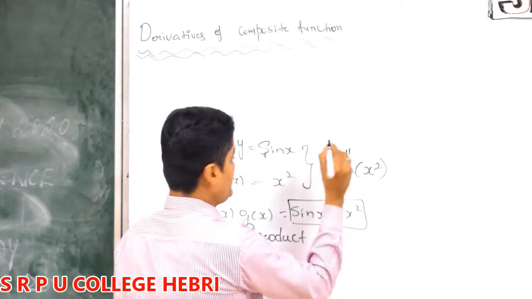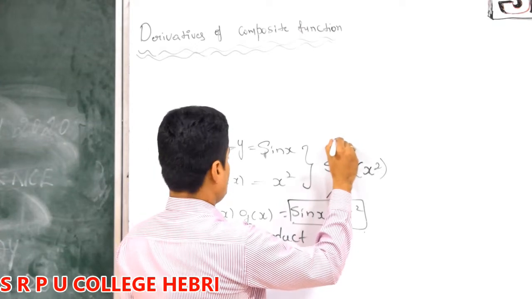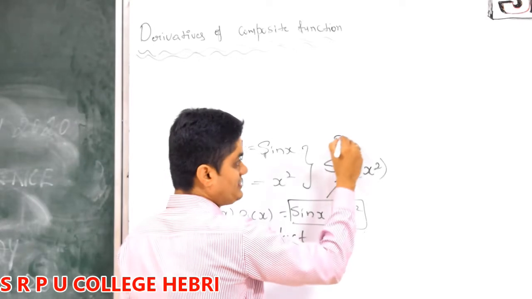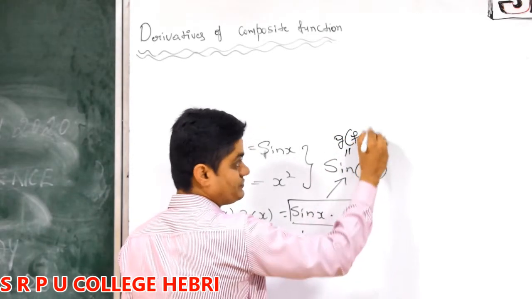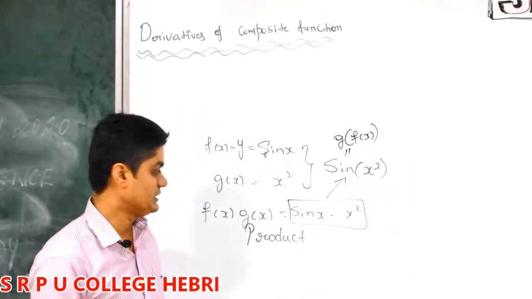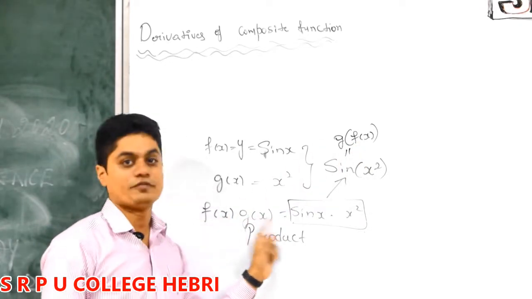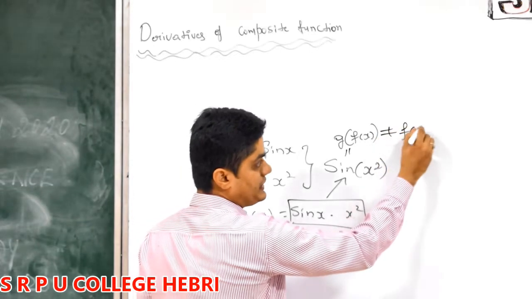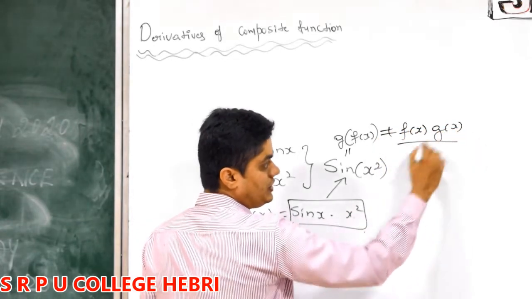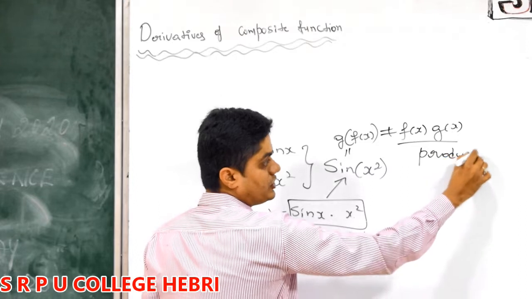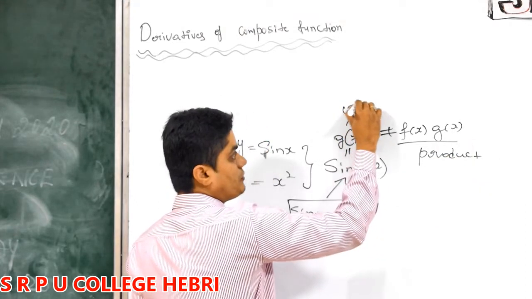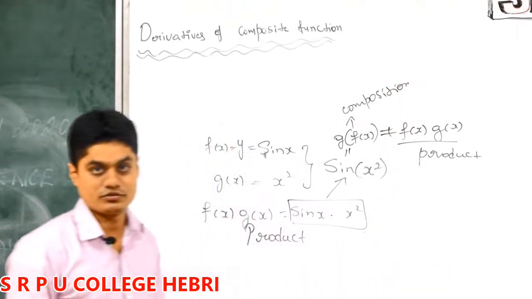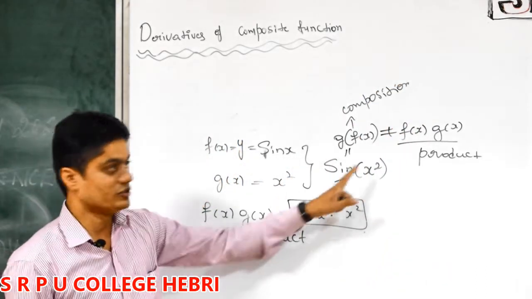So this we can write as: x square is inside, that means f of x is inside g of x. So f of x is inside g of x, like this: g of f of x. It is not g of x into f of x or f of x into g of x. Remember, it is completely different from this. This is called product. What is this actually? Composition. This is actually composition. Remember that. So these are two different concepts.